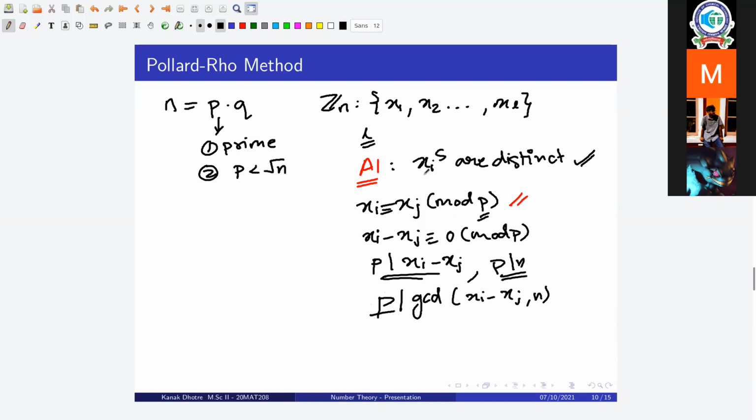So we started with xi's that were distinct, right? So xi will obviously be not equal to xj, that is 1. And we have a number that is dividing n. So we've, in some sense, found a non-trivial factor of n, right? So the GCD of xi minus xj comma n, this will be a non-trivial factor of n. Now let's come to these problems one by one. The first one being, I don't know what mod p is.